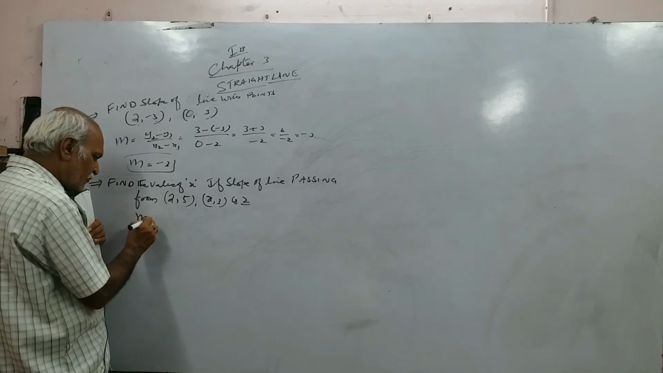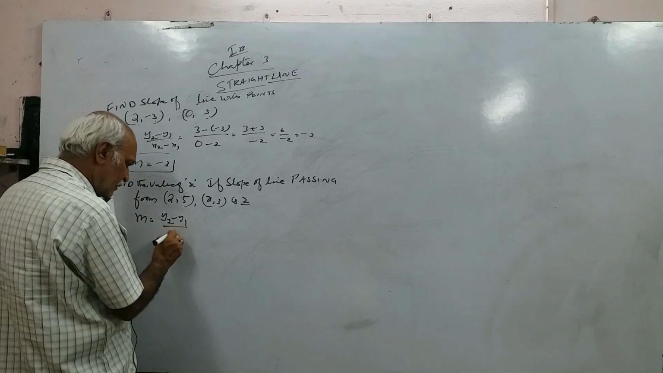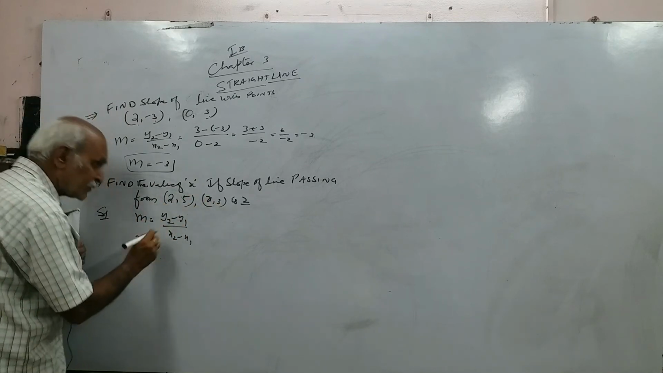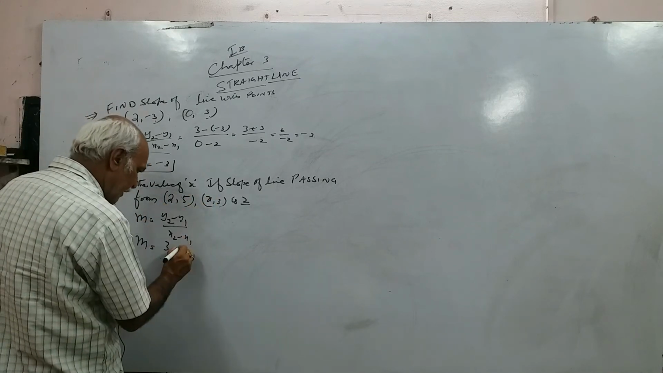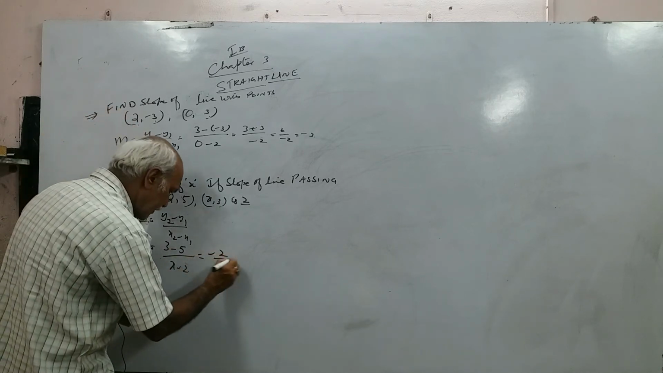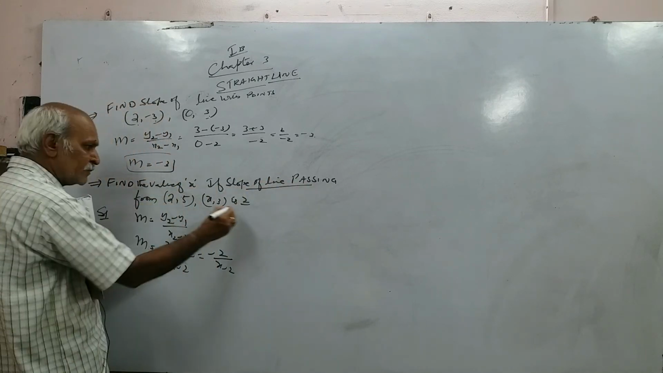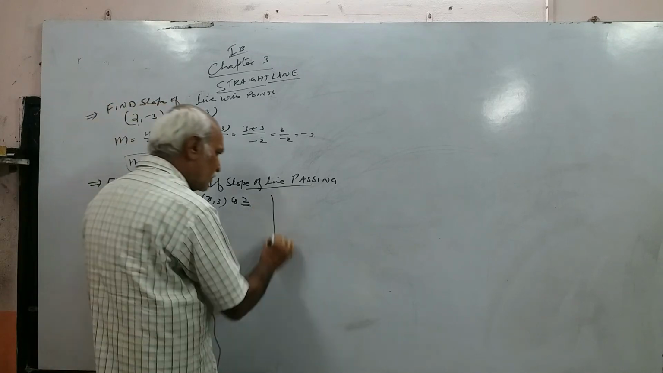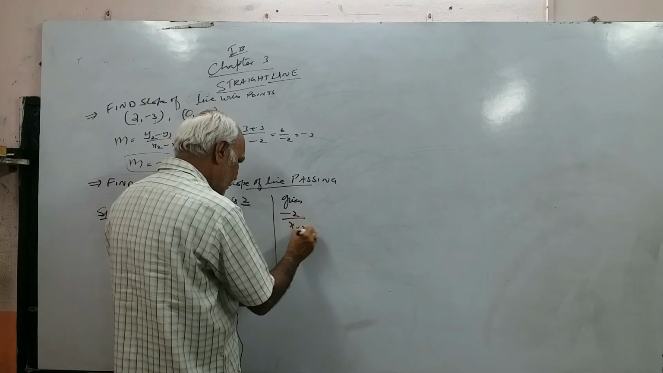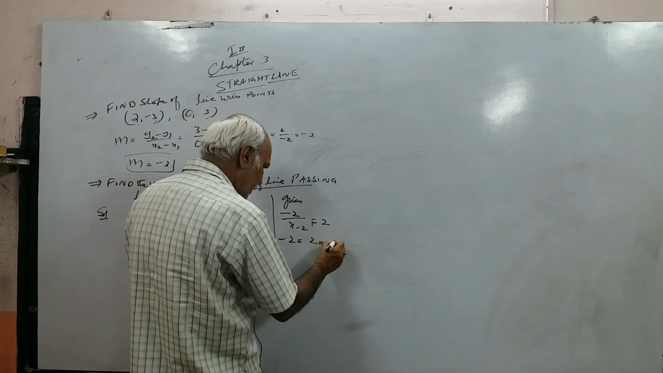We know what the m formula is: y2 minus y1 by x2 minus x1. So x1 y1, x2 y2. So m is equal to 3 minus 5 by x minus 2. So how much do we get? Minus 2 by x minus 2. But what is the value he has given? If the slope of the line passing through this, how much has he given? 2. Given, minus 2 by x minus 2 is equal to 2. Cross multiply. Minus 2 is equal to 2x minus 4.